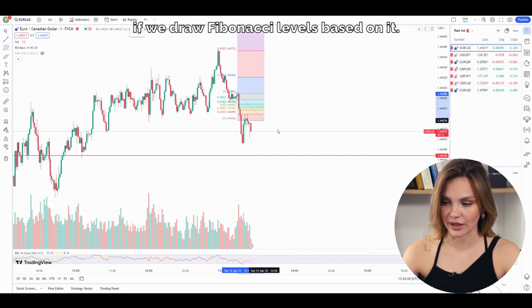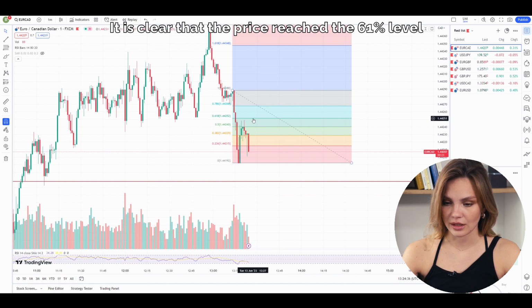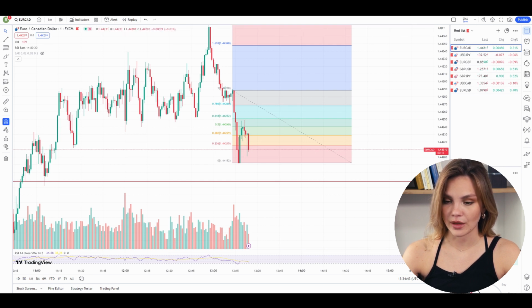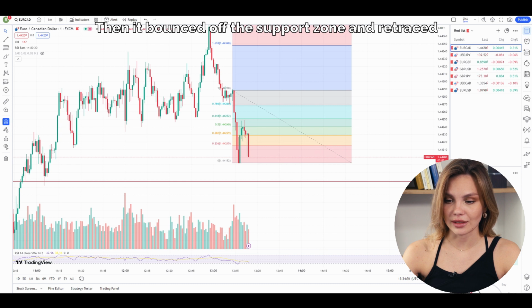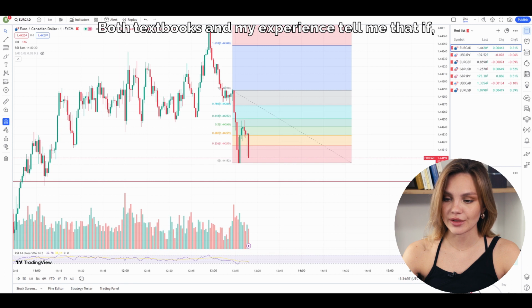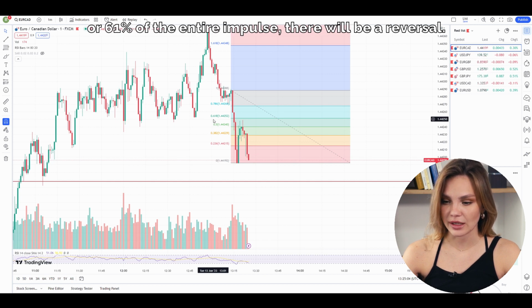If we draw Fibonacci levels based on it, it is clear that the price reached the 61% level at the boundary between the green and blue zones. So first the price was falling within the impulse. Then it bounced off the support zone and retraced exactly to the 61% level, just like in textbooks. Both textbooks and my experience tell me that if, after a sharp impulse, the price retraces to 50 or 61% of the entire impulse, there will be a reversal.